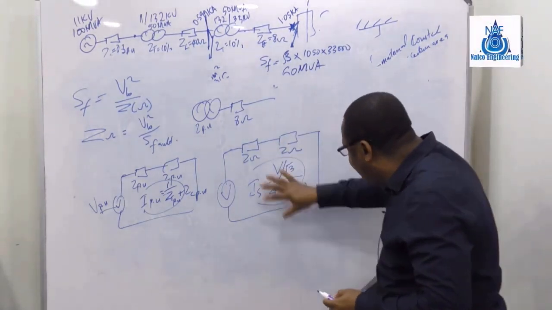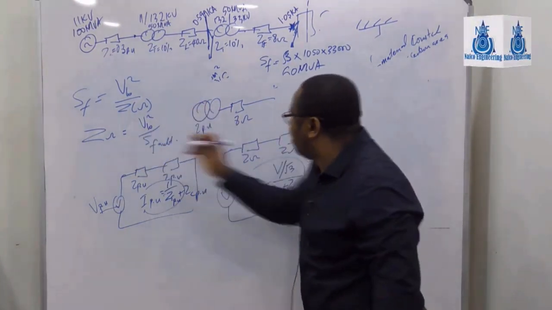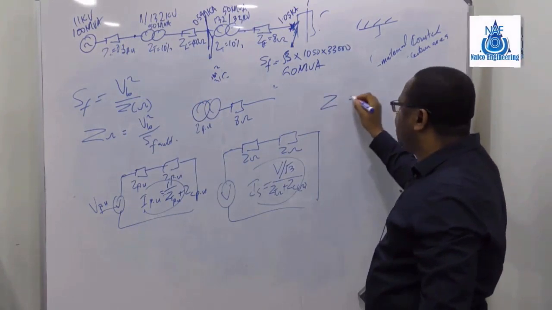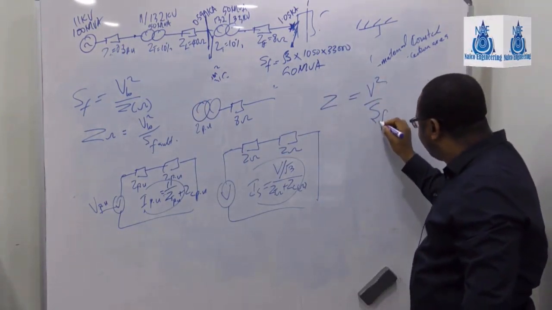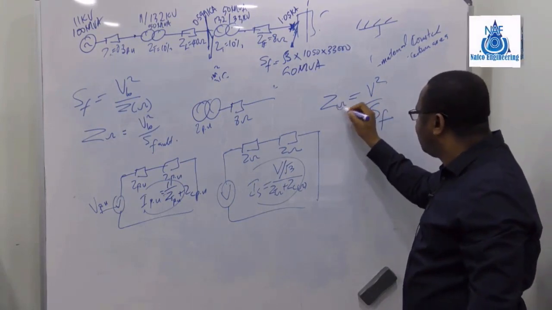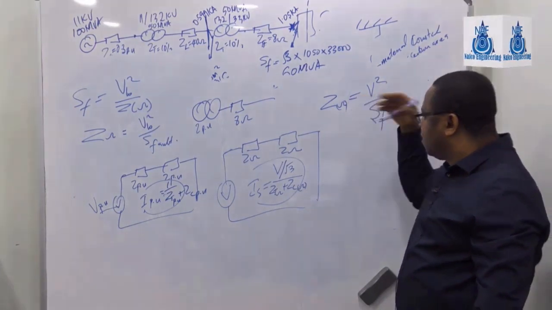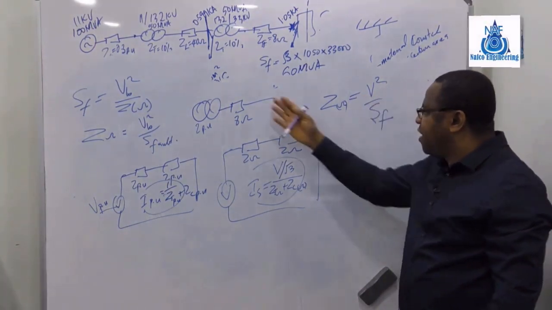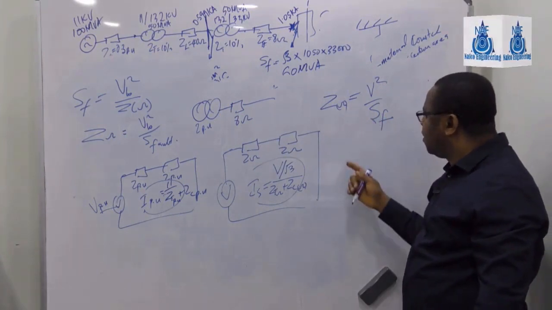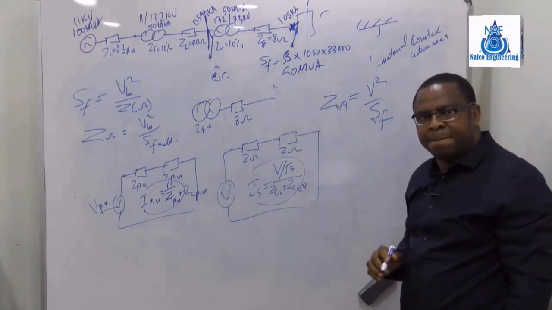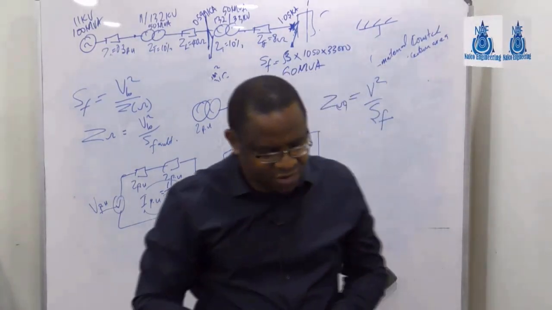So here, if you are given like this, you use this method that Z is V squared over S, which is S fault, for you to get the Z in ohms for that transformer. So you use this to convert, if you know the fault level at that point already, you use that to convert that to ohms, and then put it here. Okay, did you get that? When we solve problems, you understand more.